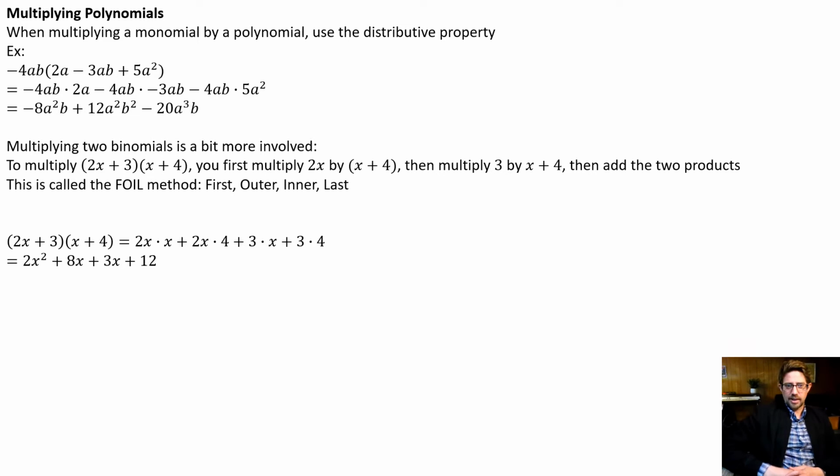Sorry, plus 3x. I said 6, I meant 3. I don't know where I got 6, so it's 3 times x. So it's 2x squared plus 8x plus 3x plus 12. And then what you'll find is you now look at those two middle terms, those are like terms, so you can add those together. And so finally you get 2x squared plus 11x plus 12.